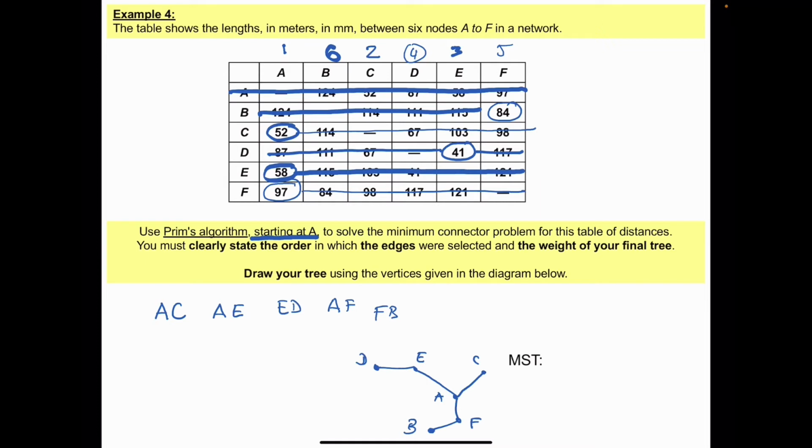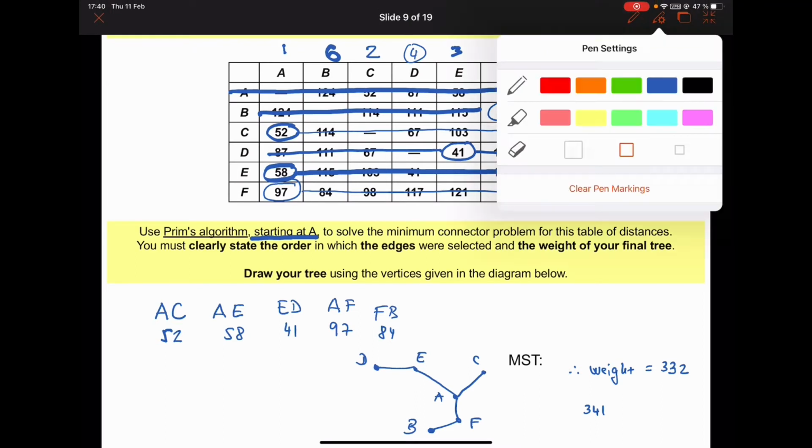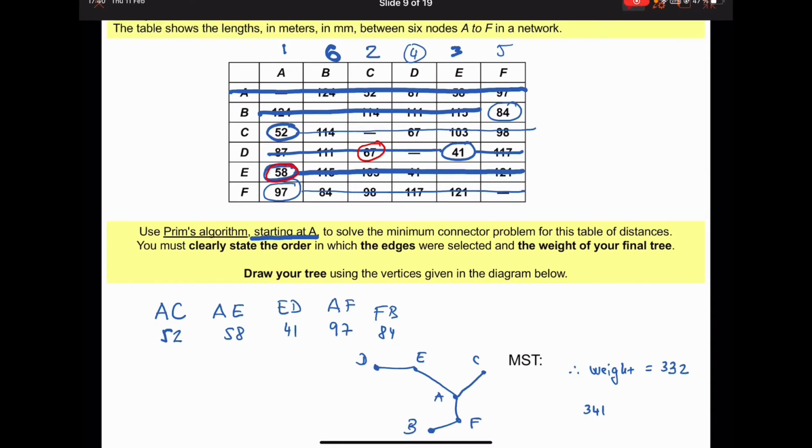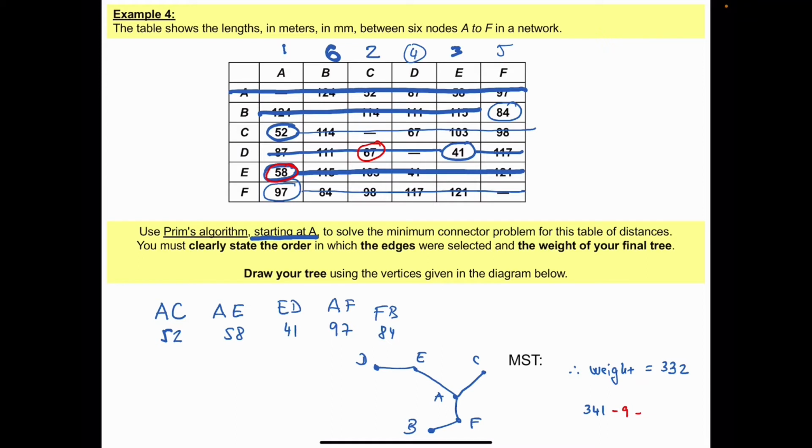Now when you look at AC is 52, then I have AE is 58, ED is 41, AF is 97, and FB is 84. And when you add it up, then the weight would be 332. In the wrong solution, they said 341, but you can notice what they have done. They selected this instead of this, which is 9 units longer. So obviously 341 minus 9 is indeed 332. So this one is the correct solution.